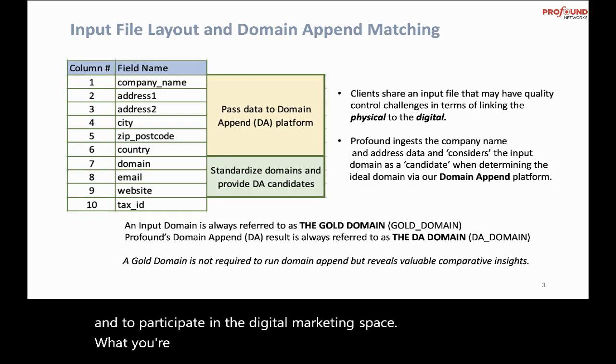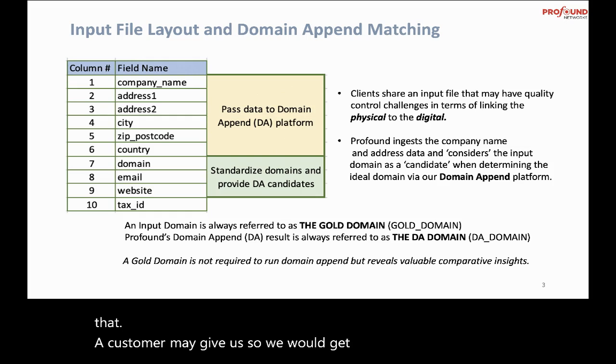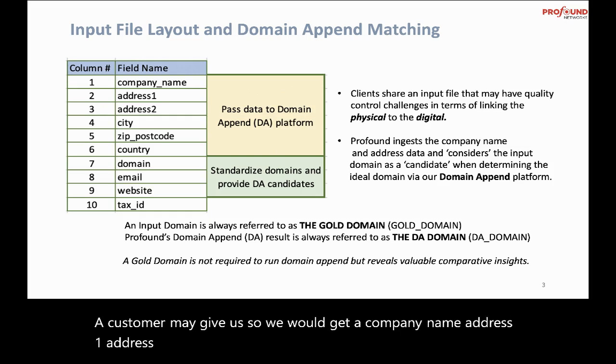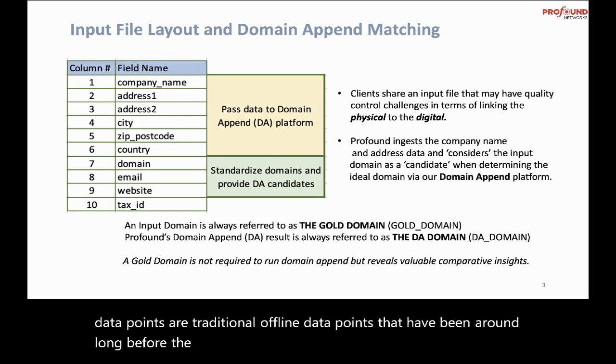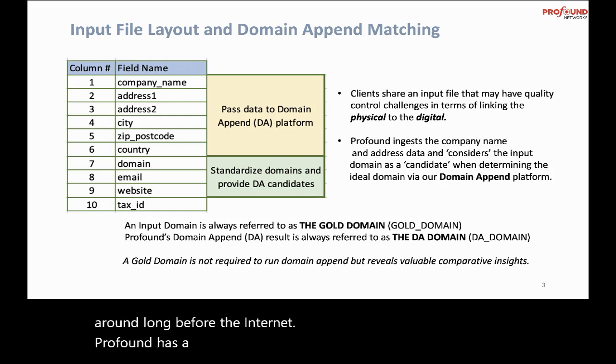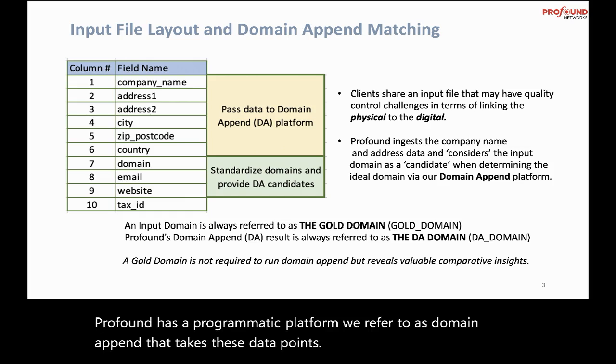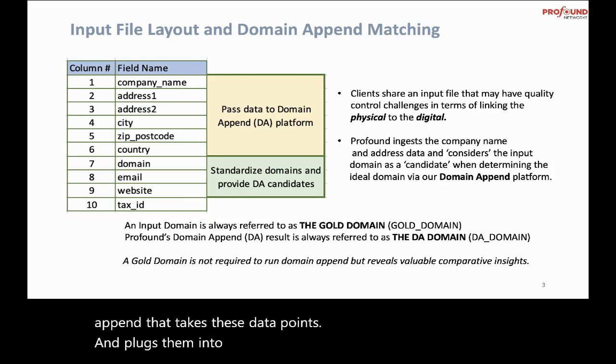What you're seeing here on the screen on the left is a spreadsheet that a customer may give us. So we would get a company name, address 1, address 2, city, state, zip, possibly even a phone number. And these data points are traditional offline data points that have been around long before the internet. Profound has a programmatic platform we refer to as Domain Append that takes these data points and plugs them into a platform to identify the correct domain.